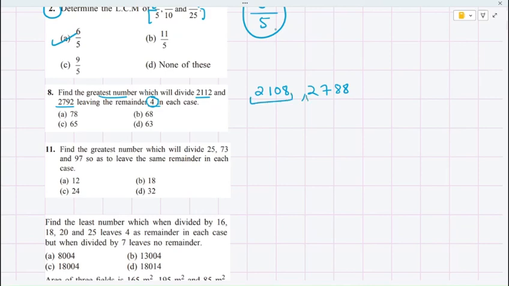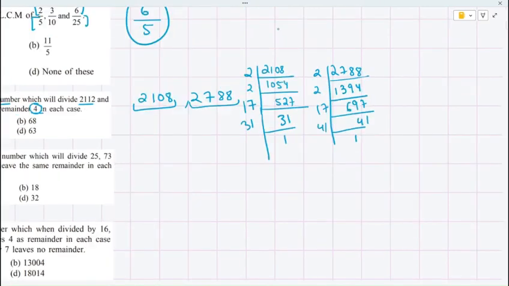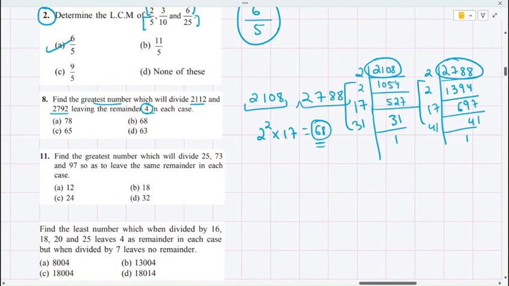So we have subtracted 4 from both these numbers, and now we need to find out the highest common factor of these two numbers. So after we do the prime factorization of 2108 and 2788, we receive these given factors. So to find out the highest common factor, we'll just write down the factor. So it will be 2 raised to the power 2, which is common, into 17. So it will be 17 into 4, which will be equal to 68. 17 4s are 68. So 68 will be the answer to this question.